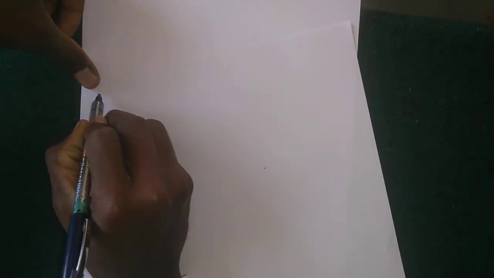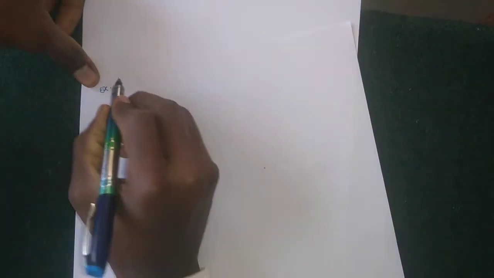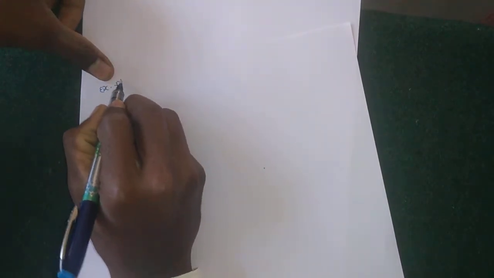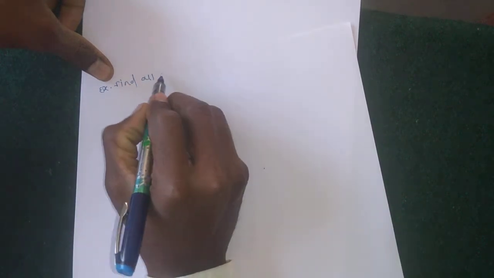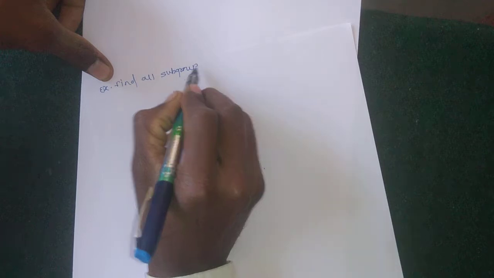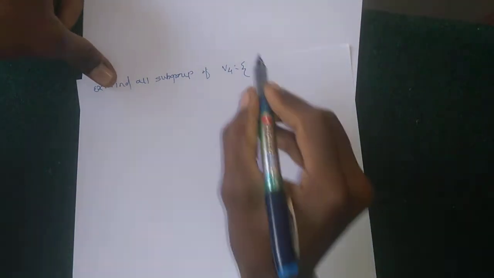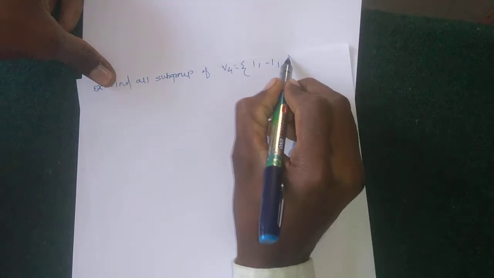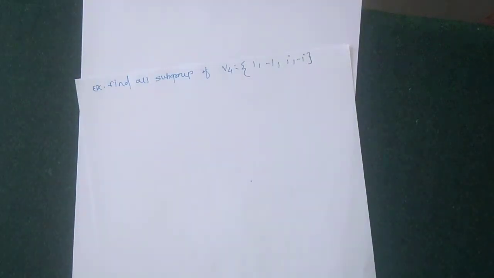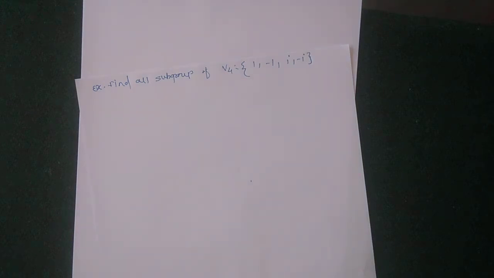Students, today we are going to discuss some examples of subgroups. So, first example: find all subgroups of V4, which is the set {1, -1, i, -i}. This is the set given, and we are to find all subgroups of this set.